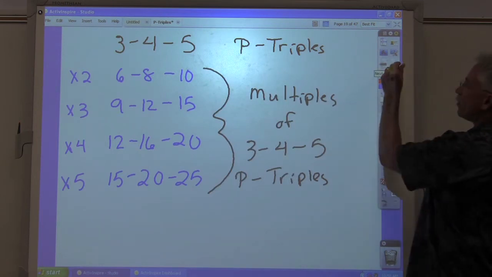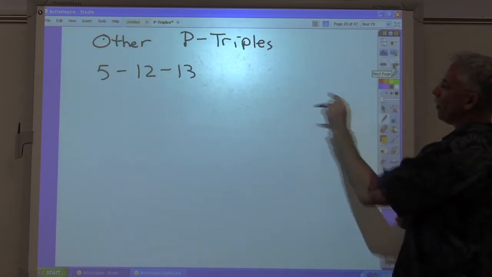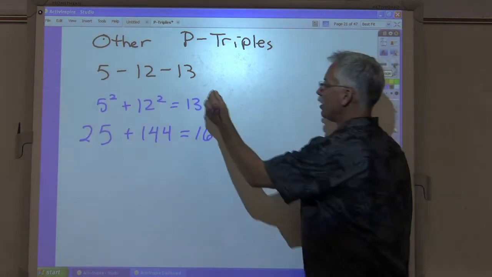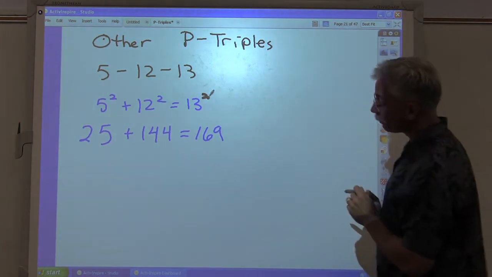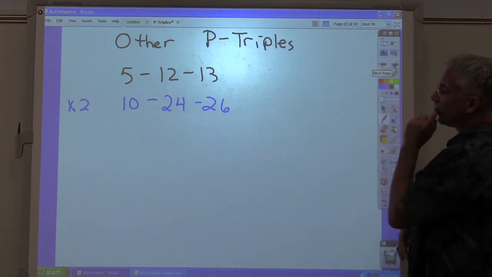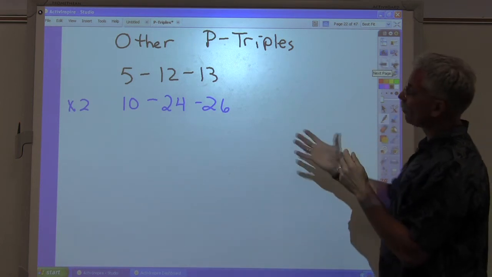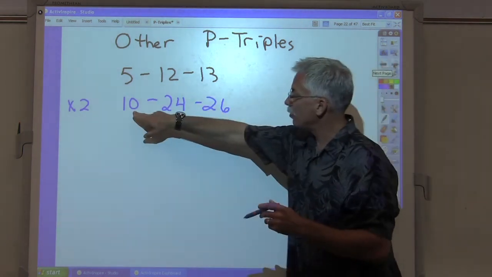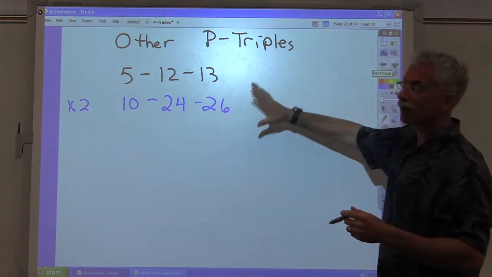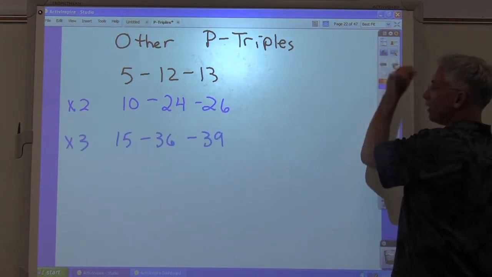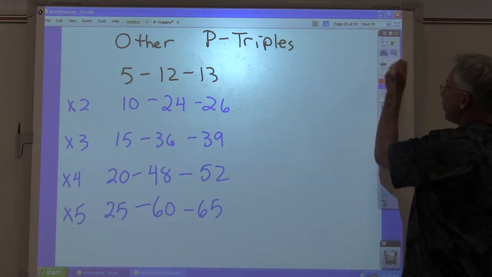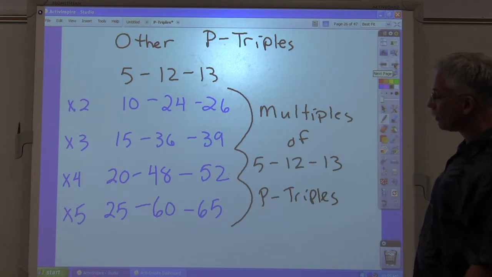Let's go different numbers, other P triples. 5, 12, 13. 5 squared plus 12 squared equals 13 squared. So 25 plus 144 equals 169. So that's a P triple. So if I multiplied 5, 12, 13 times 2, I get 5 times 2, 12 times 2, 13 times 2. That's another P triple. It's a multiple of 5, 12, 13. Times 3, times 4, times 5, those are all multiples of 5, 12, 13 P triples.